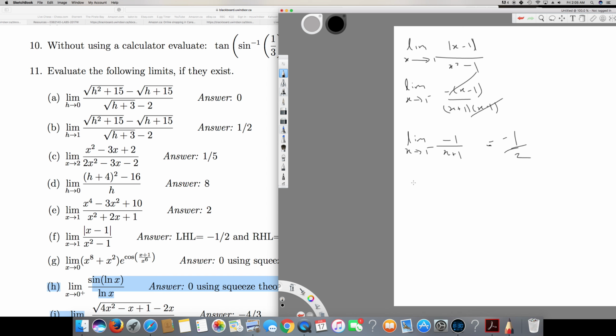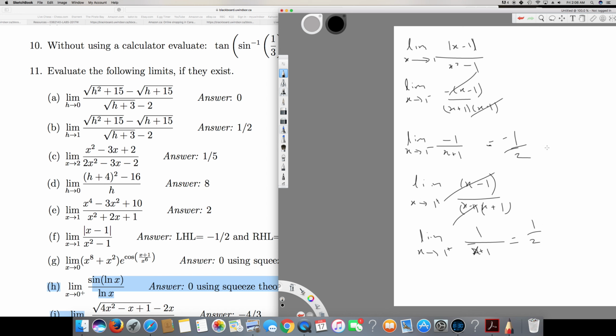And if I check the right-hand side, the limit as x approaches 1 plus, the absolute value is going to be x minus 1. There's no negative sign in front of it. And here at the bottom I expand x squared minus 1 into (x minus 1)(x plus 1). The x minus 1 cancels. Therefore the remaining limit, as x approaches 1 plus, is 1 over x plus 1. So instead of x I can plug in 1, so it's going to be 1 over 2.